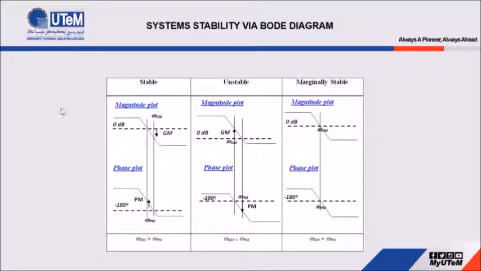And from this gain margin and phase margin, we can know the stability of the system based on the value of GM. If the GM is a negative value, the system is considered unstable, while when the GM is a positive value, the system is stable. In the case where omega GM and omega PM are equal, the system becomes marginally stable.